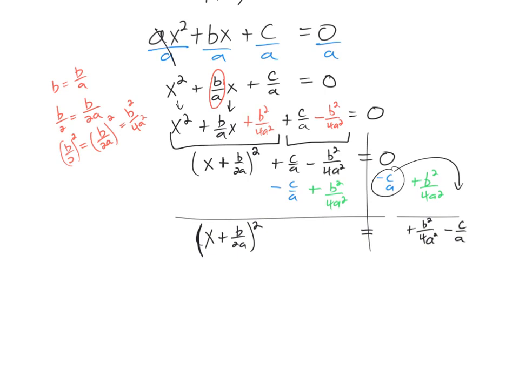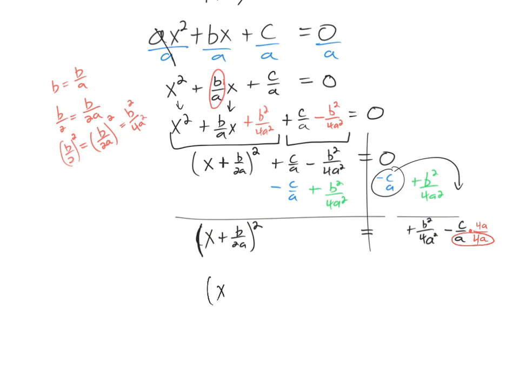Well, I don't like the fact that I have two fractions here. So here's what I'm going to do: a very sneaky move. I'm going to multiply by a really strategic fraction. I'm going to multiply by 4a over 4a, and the reason is that this denominator, a times 4 times a, is 4a squared. And now we've got a common denominator.